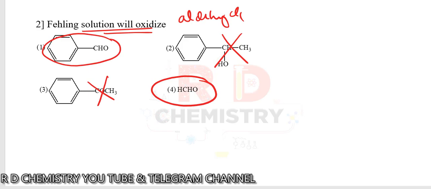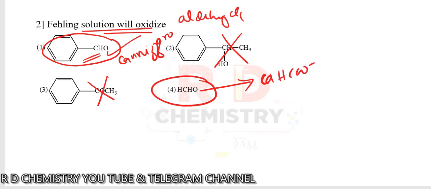But what will happen if there is an aromatic aldehyde like benzaldehyde? It undergoes Cannizzaro's reaction because there is hydroxide medium, basic medium. Therefore, aldehyde can be easily oxidized to give the sodium salt of the carboxylic acid. Right? Can be oxidized. So the answer is option number 4.